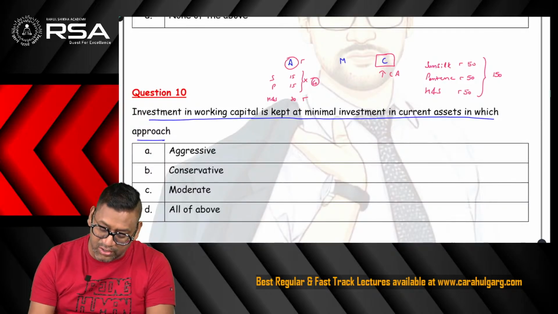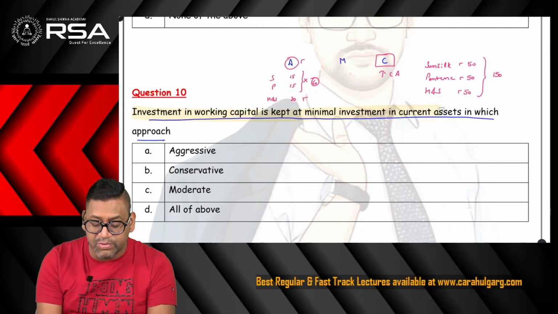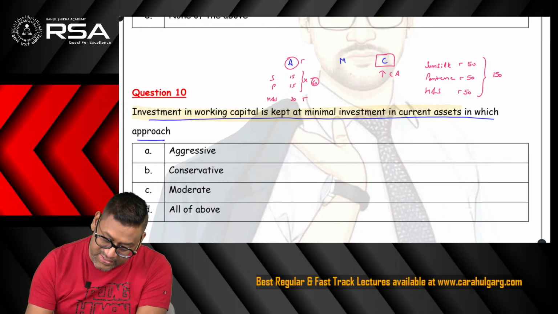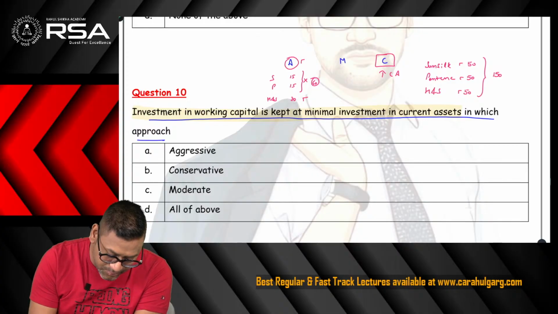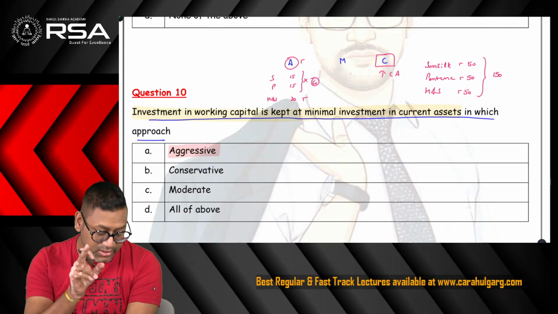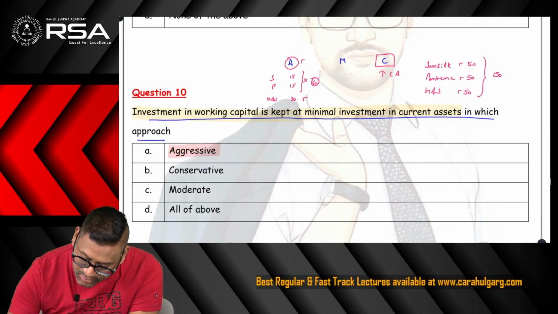Now let's read it again. The question says, investment in working capital is kept at minimum investment in current assets in which approach? So I told you, aggressive. So aggressive is the answer. The minimum investment in current assets is done by the aggressive approach person. Should be absolutely clear, guys.